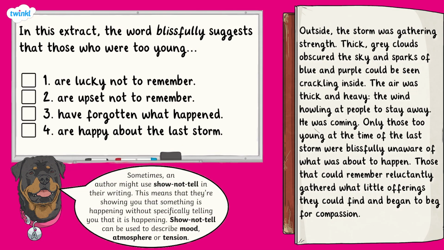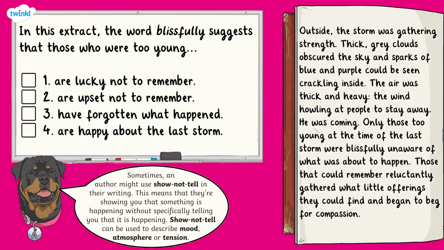Now let's take a look at some more Arlo the author questions about creating mood, atmosphere or tension through word choices. For our first question, you are being asked to think about the author's choice of words and how they are being used to describe the atmosphere surrounding the storm. Pause your video now and read through the new extract of text and the question. Press play when you are ready to hear the answer.